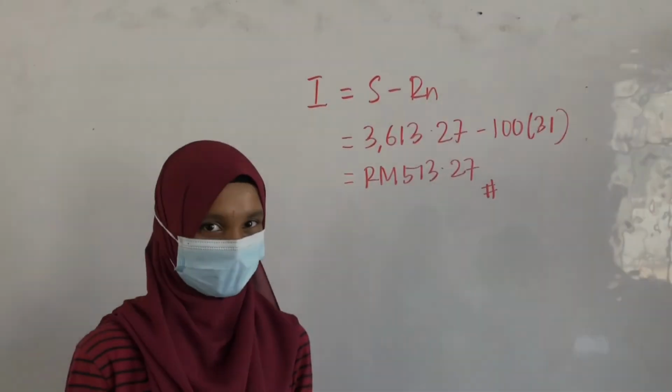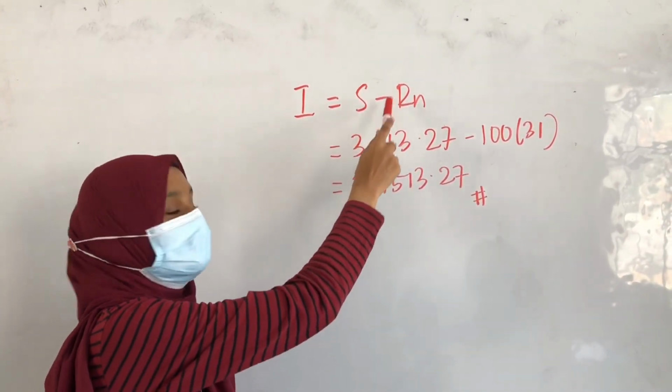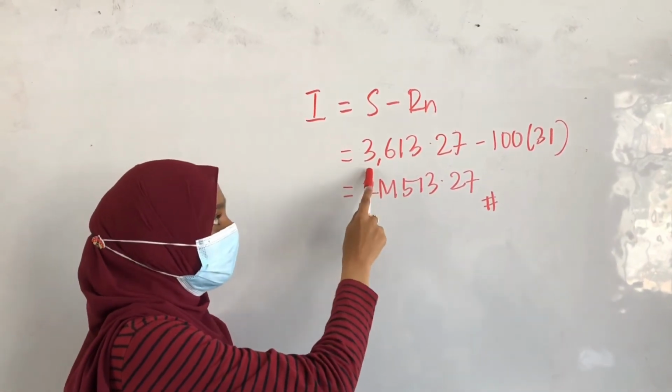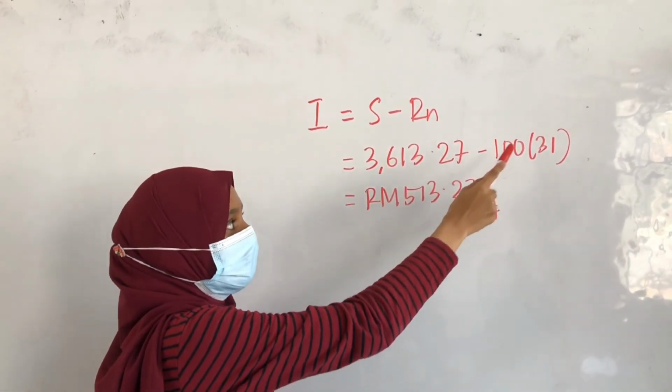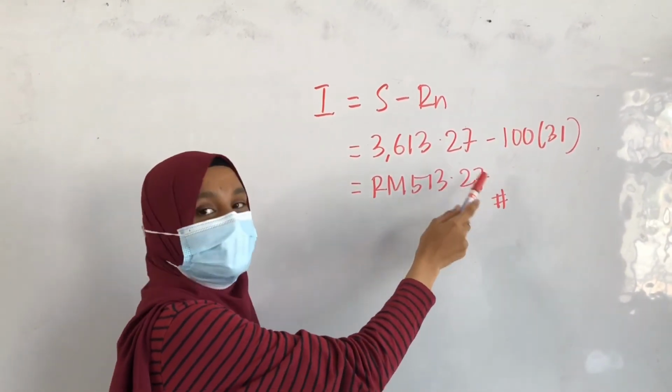By the way, how much is the interest that I will get? Well, that's easy to calculate if we use this formula. I is equal to S minus Rn, which is 3,613.27 minus 100 times 31. We will get 513.27.